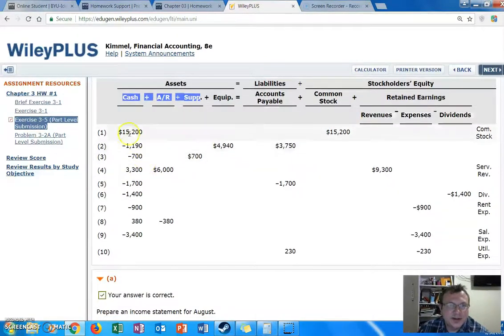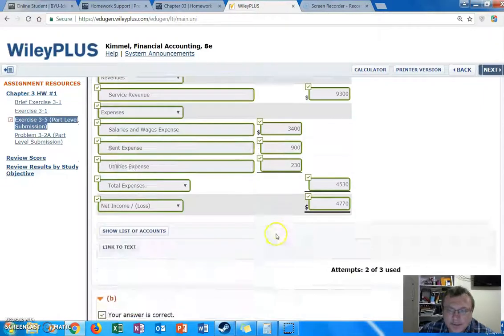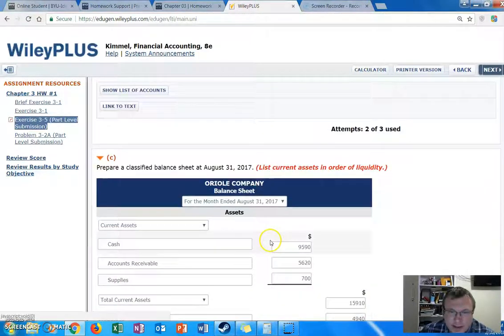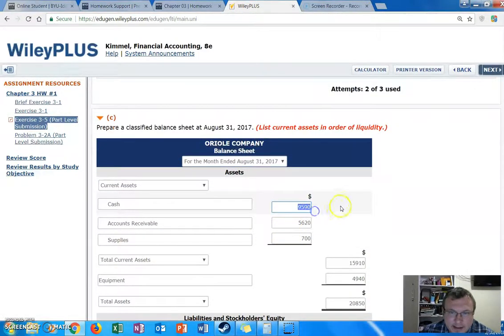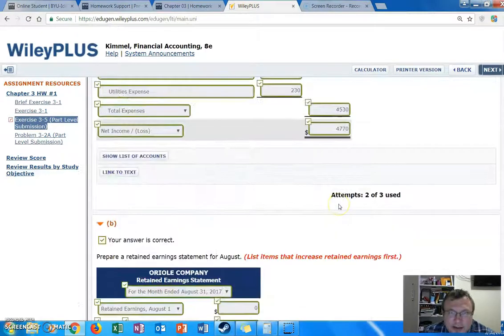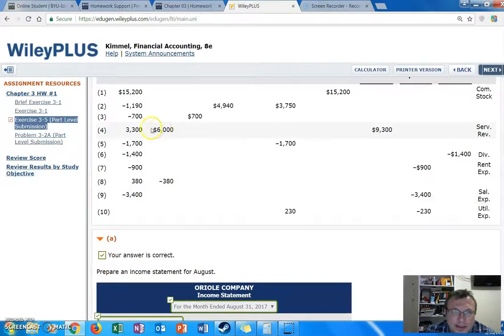So what you do to get the cash is literally this row right here, 1,500. You just put this in a calculator as is. So 15,200 minus 1,190 minus 700 plus, you get the drift. So you just go through all that, and the total you get is 9,590. You do the same thing for accounts receivable.